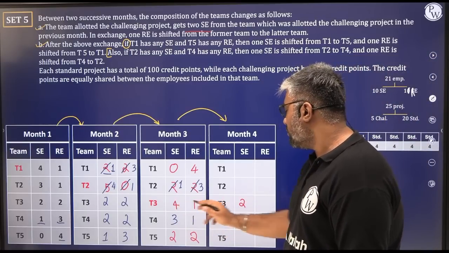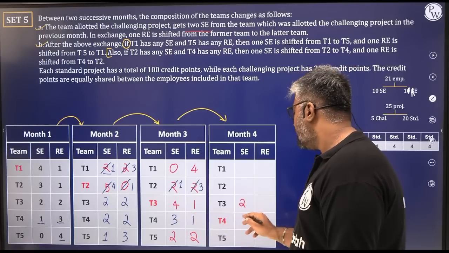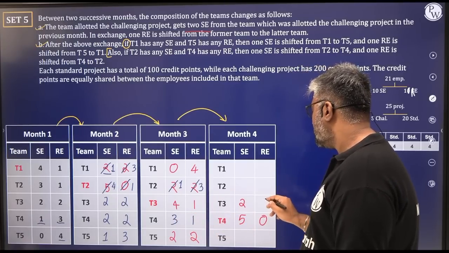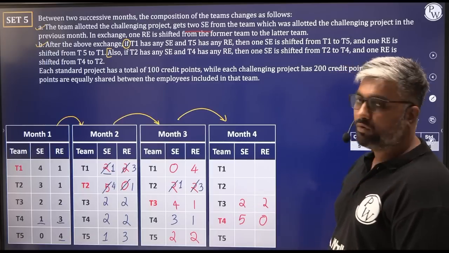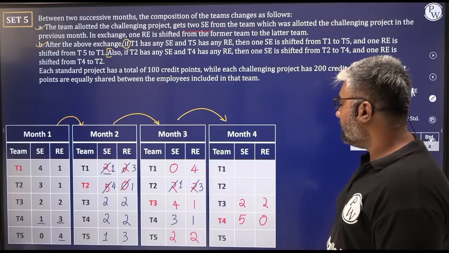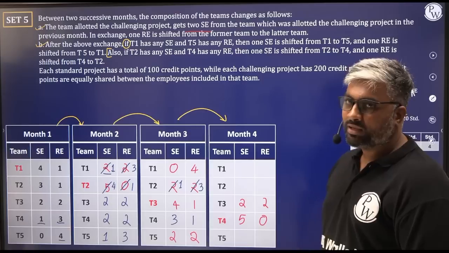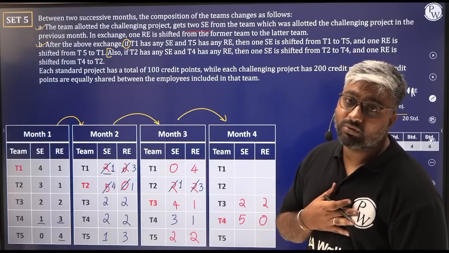So from 4 if 2 goes off, this will be 2. 2 will be added here. This will be 5. यहाँ से एक RE को उठा के यहाँ पर देंगे. So this will be 0. This will be 2. Balance 2, 2, 4, 5, 0. Right? Then with T1, T5 we have to deal with. T2, T4 we have to deal with. T1, T5 luckily we don't have to do anymore.